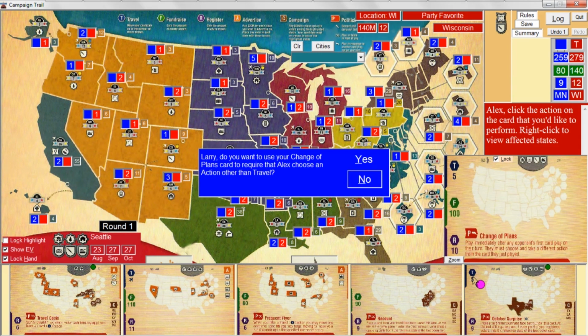So Larry had a change of plans card, which he could use to require that Alex now choose an action other than travel, if I wanted to play that card. Well, if you recall, change of plans was my only card that cared about the issues of the first debate. So I am not going to be playing that card to change Alex's plan. I'm going to hold it silently in my hand. Of course, when you're playing a multiplayer game, my program needs to alert me to the fact that Larry has that card in his hand, and he could play it to interrupt Alex's choice, but I am not going to do that. So I'm going to probably be saying no. Since I'm holding on to that card, I'm going to be prompted every time Alex picks a particular action.